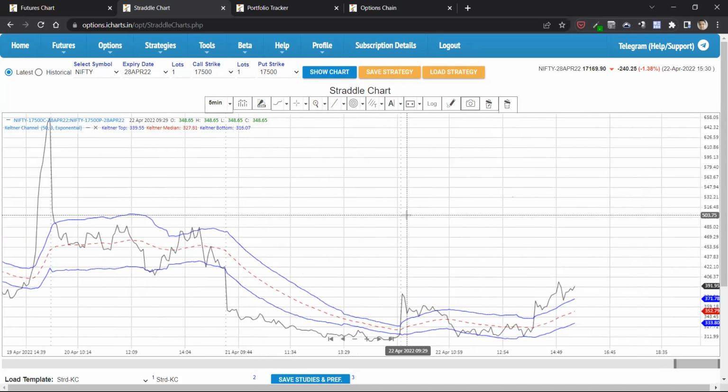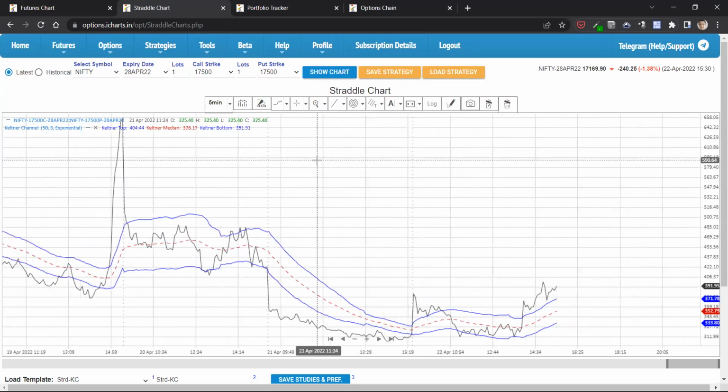Can we use the setup on Bank Nifty also? Yeah, you can use it. Yes, it will work.